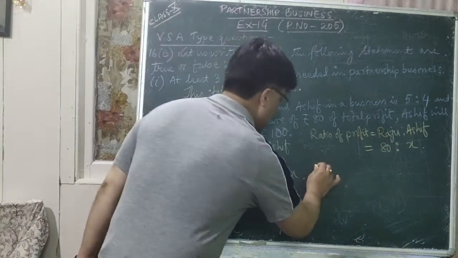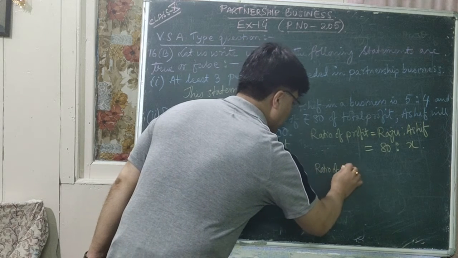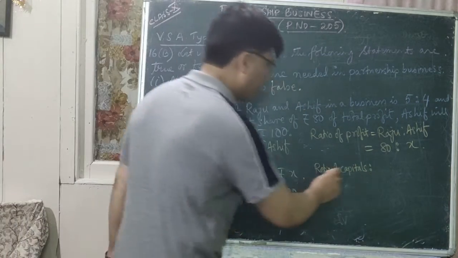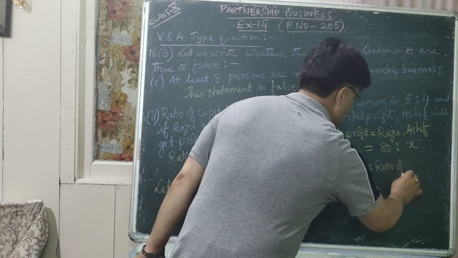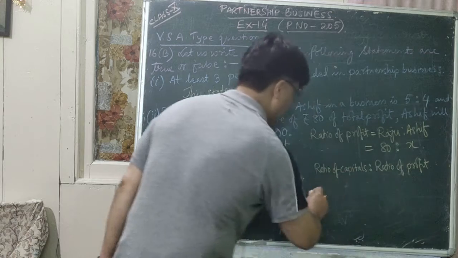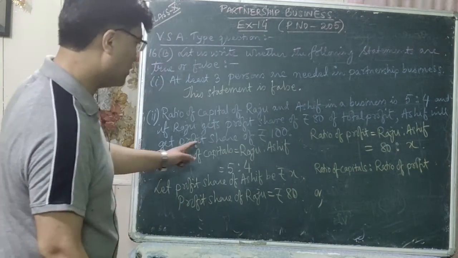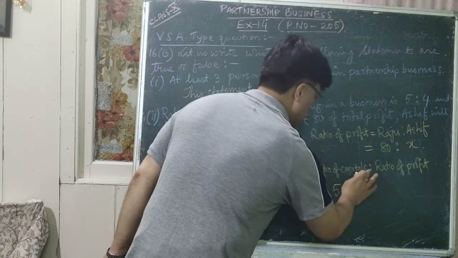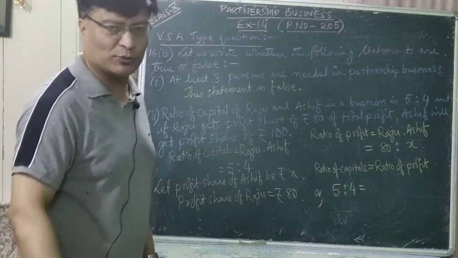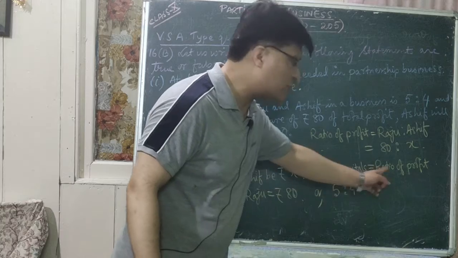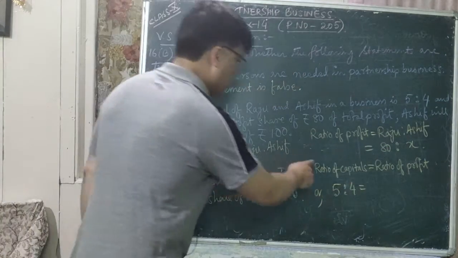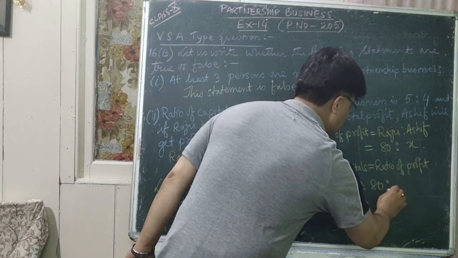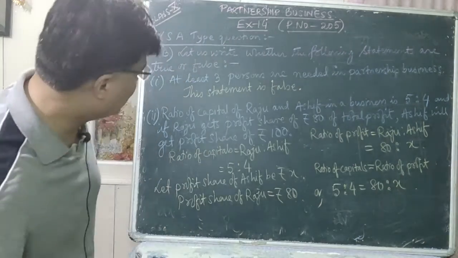So now you know that ratio of capitals is equal to ratio of profit. So what is ratio of capitals here? It is 5:4, is equal to ratio of profit. So ratio of capitals is equal to ratio of profit. So 5:4 is equal to 80 is to x. Is that clear? Now you can solve it.